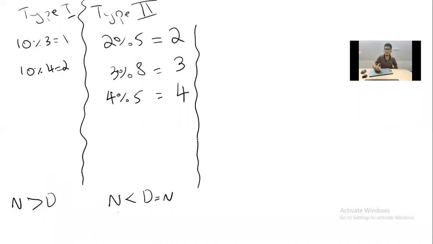Okay, I will make the third type here, type 3. So how many types are there? If you're thinking, there are actually maybe 5 types here. So type 3 we'll see. That is, what if a negative sign is there? What if there is a negative sign in the denominator?